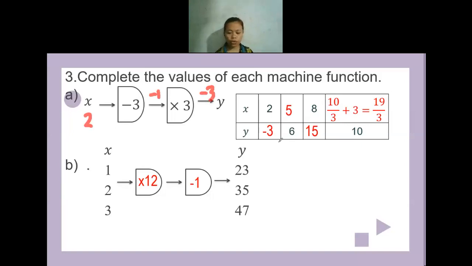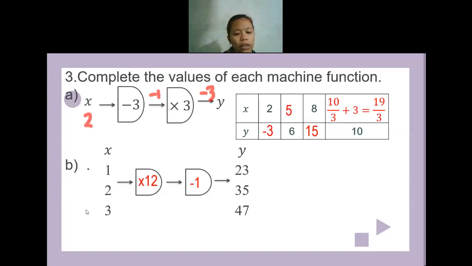Is there anyone who is confused on the very first column? Before I move to the next column, is there anyone having any question? No? Okay. If you have no question, I will move to the next one.